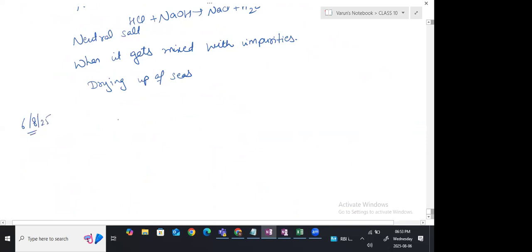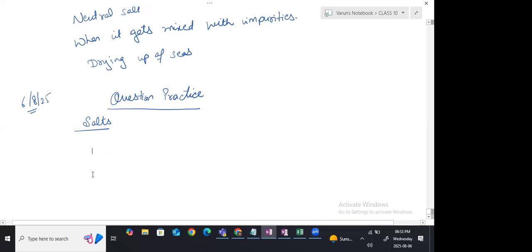Today we are going to do the question practice for salts, as the chapter contains 3 parts: acids, bases and salts. So we will do the salts part today. First, we will do the MCQ questions. Not the MCQ, we are doing the very short questions.